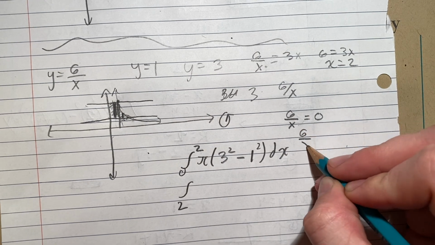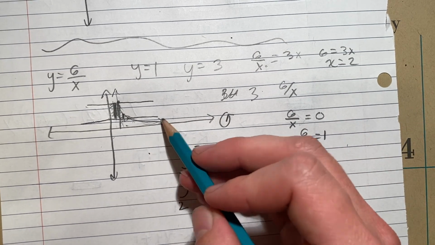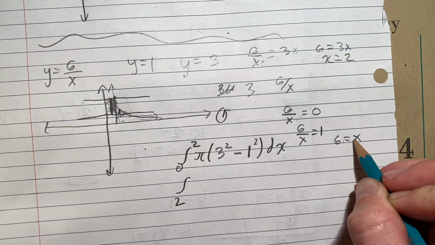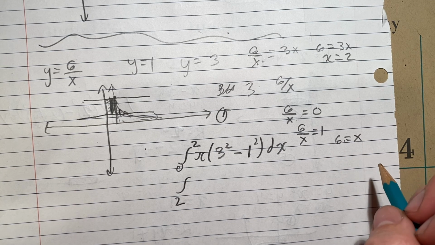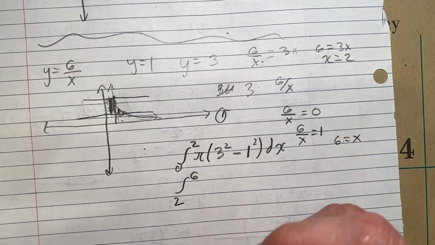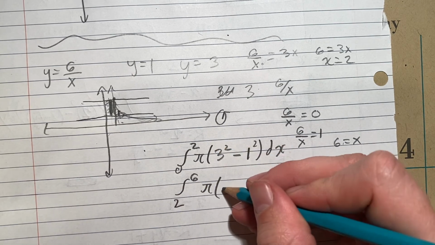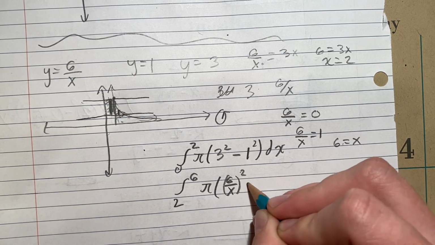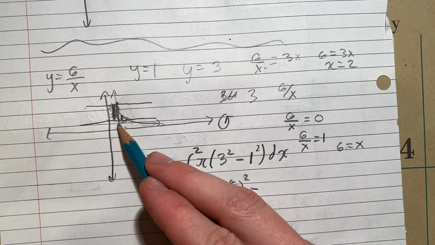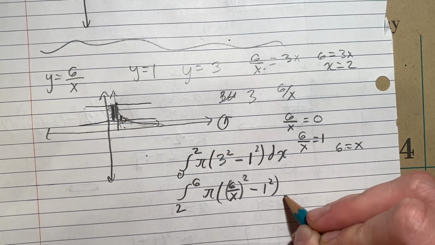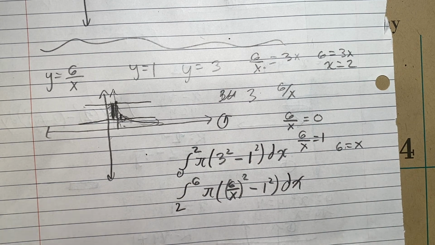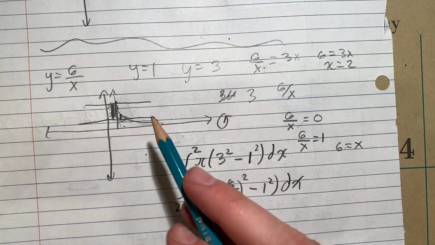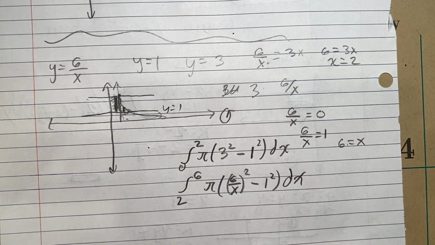So we're going to say 6 over x is equal to 1. We're not going down to 0 here, we're going right to there. 6 over x is equal to 1, so 6 is equal to x. So x is equal to 6. So from 2 to 6, we're going to say pi times big R, which is now 6 over x quantity squared, minus that is still 1, dx. And that is how you're going to be able to solve these equations when you have to split them out by 2. Took me a second there to remember how to do this, but I remembered, oh wait, that's y equals 1. That's about it.